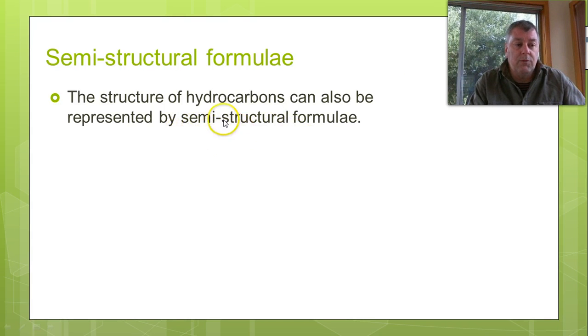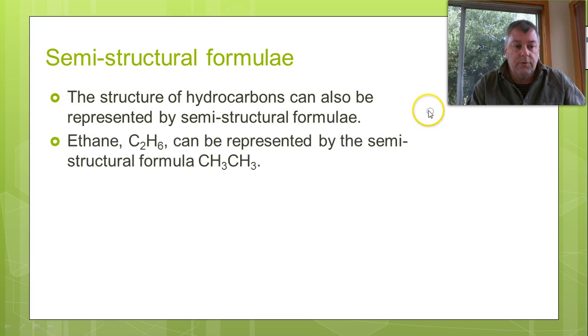And so what we do is we can represent some of the structure of the hydrocarbon, but not all the structure, in the semi-structural formula. And so something like ethane, which is C2H6, if we were to draw it, there's a hydrogen on the end of those. And so the semi-structural formula for that is CH3, and then CH3. So you sort of work your way through the chain, and you name each component of it.